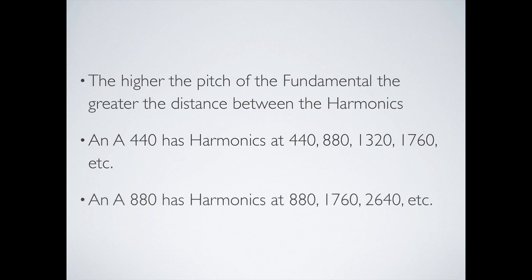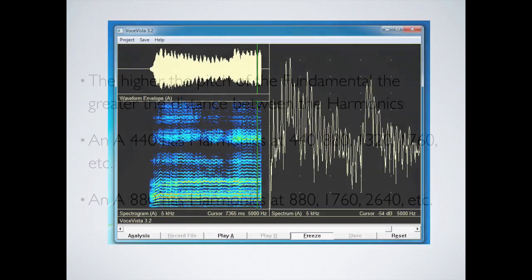Now, if we take this up another octave, because this fundamental is now at 880 hertz, since we have doubled 440 to 880 to get the next octave, every harmonic is now 880 cycles per second apart. So we have the first harmonic at 880, the second at 1760, the third at 2640 cycles per second. It's quite a distance.